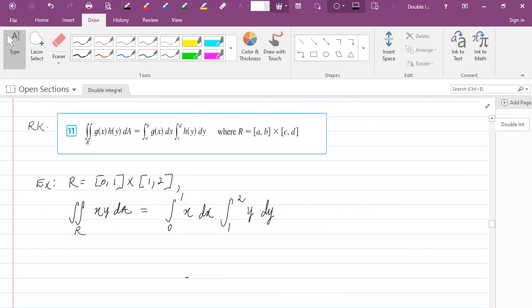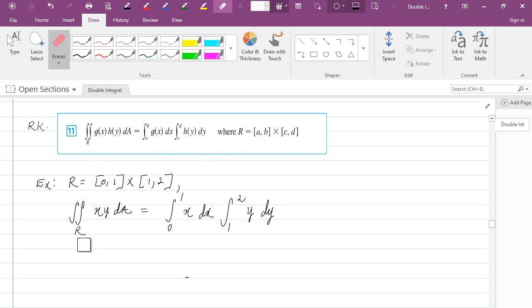Okay, so let me end this video with this remark. If I am looking at a double integral over a rectangle R, where the integrand is separable, in the sense that the integrand can be written as a product of a function of x only and a function of y only, then we can write this as the integral from a to b of g of x dx times the integral from c to d of h of y dy, where the rectangle R is of course given by the interval from a to b and the interval from c to d.